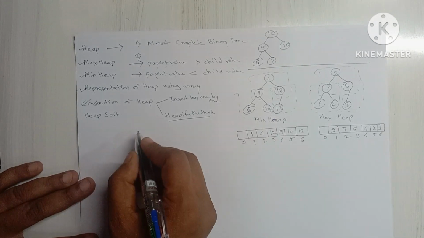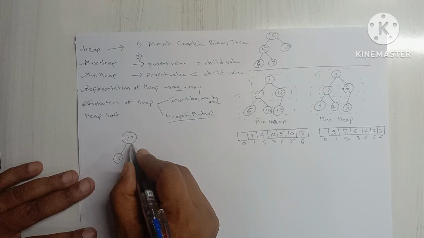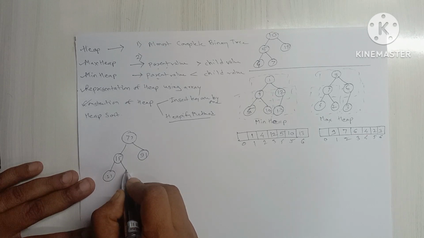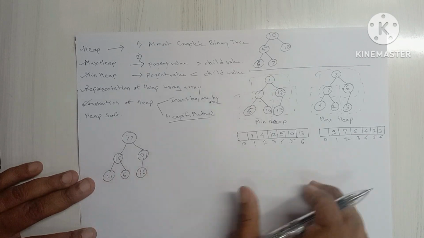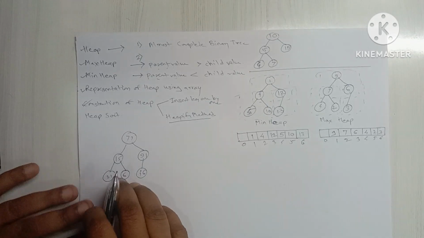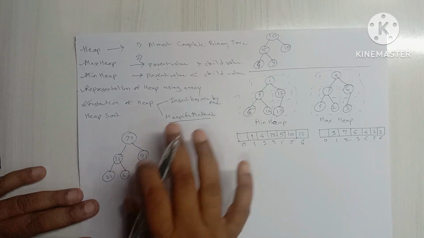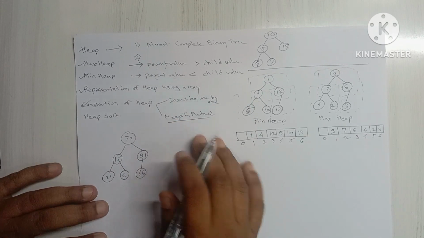So let's take one example. Suppose here is 77, here is 15, here is 91, then 21, then 6, then here 46. This is the tree. We need to create a max heap for this particular tree. So we need to apply the heapify method. So how can we do it?